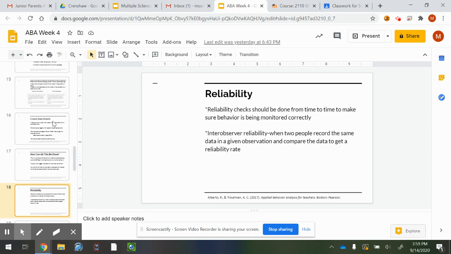Reliability is another thing that's really important. Reliability checks should be done from time to time just to make sure that the behavior is being monitored correctly. After time, we get used to observing a certain behavior, and we just want to make sure that it's being done correctly. So every once in a while, what you want to do is what's called an inter-observer reliability check. That's when two people will go in to record the same data in a given observation and compare the data to get a reliability rate. So again, just to make sure that we're still monitoring it the correct way, and that we're reporting the most accurate data that we have.